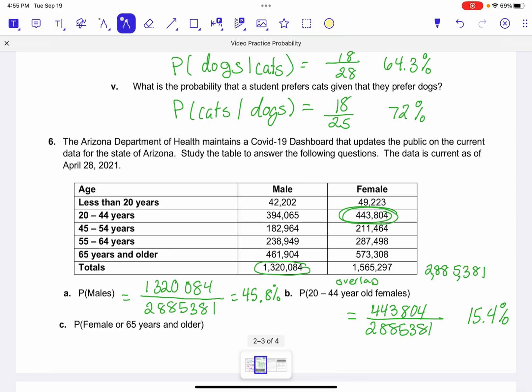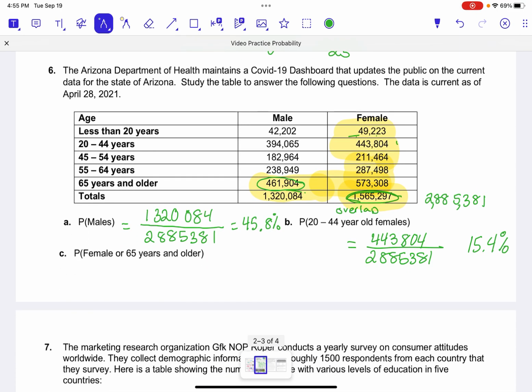Next one is an OR. So remember, with ORs, we're looking at the total. So we have female, so that's everything in this column, and 65 and older, so that's everything over here. So yes, I can do totals, or what I find easier is I just took the total number of females, and then I added it to the males who are 65 and older. And that would cover all those groups of people. That would be female or 65 years and older. And so that comes out to 2,027,201 out of the 2,885,381, which is 70.3%.